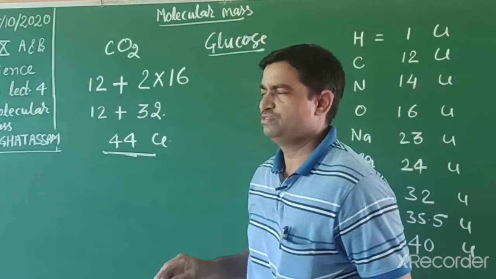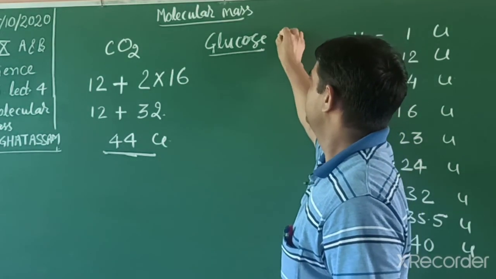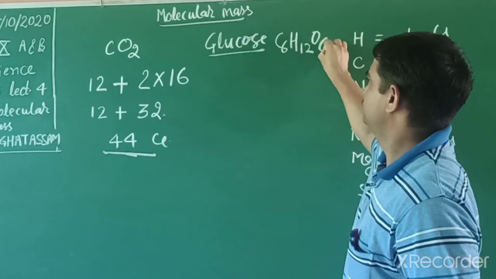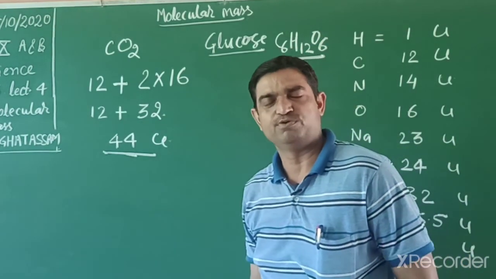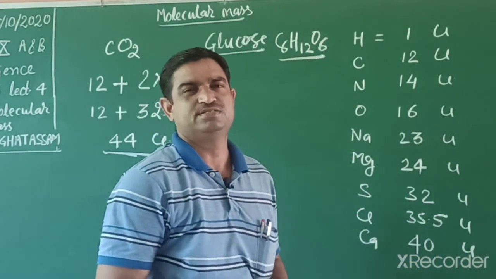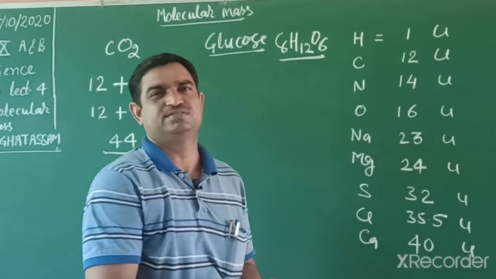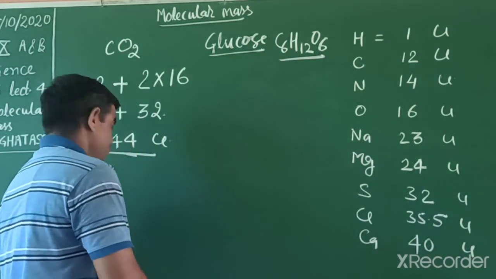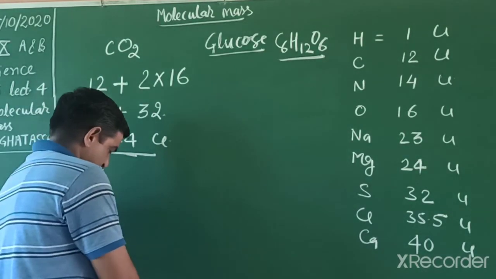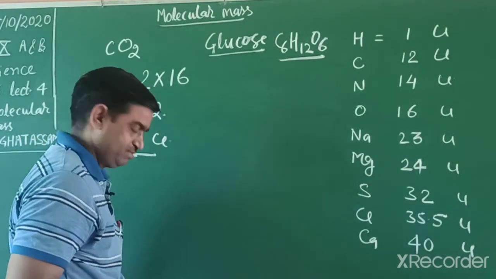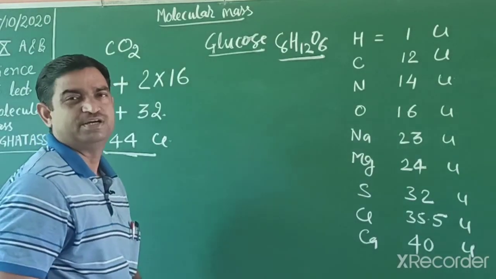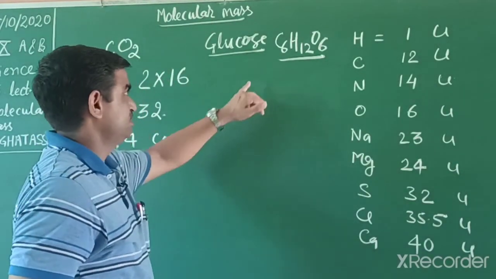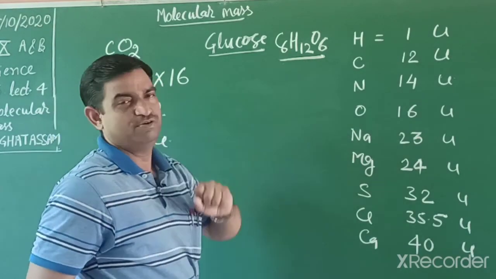Glucose formula is C6H12O6. This one is the glucose formula, and we discussed it in 8th class, 7th class sometimes. We remember that type of formula, C6H12O6, and this type of formula is given in your NCERT book. If any molecule, you don't have to write it like glucose C6H12O6.